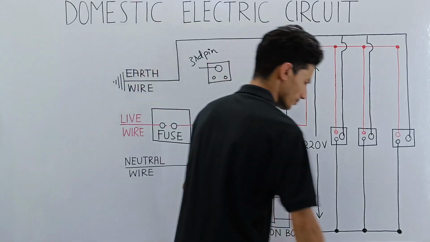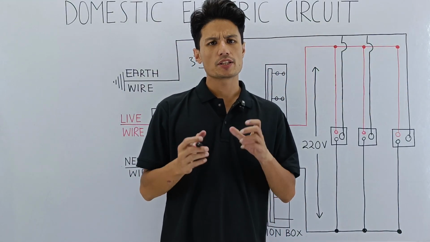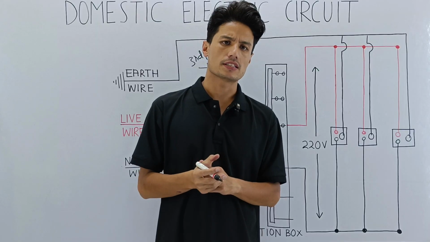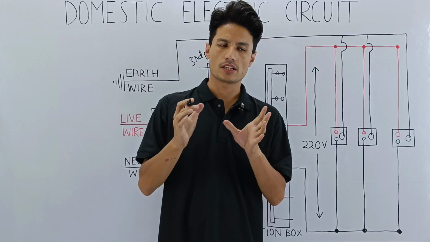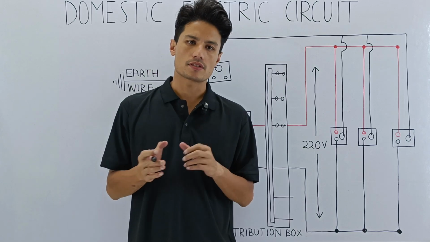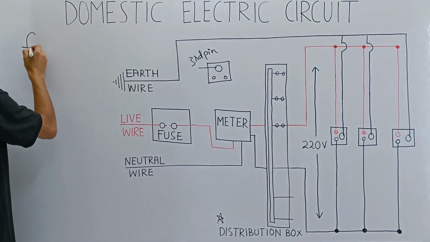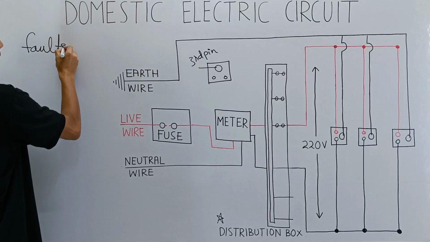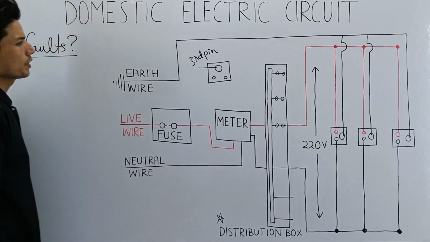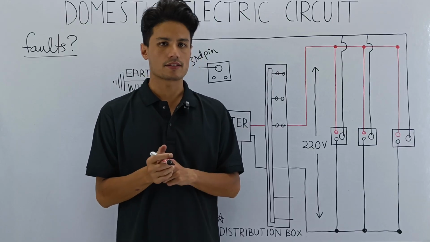Now see, why should electrical appliances be earthed? Sometimes electrical appliances may have faults in them. Now what do I mean by faults? By faults I mean faulty wiring.